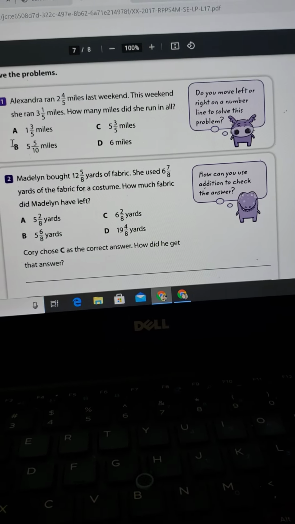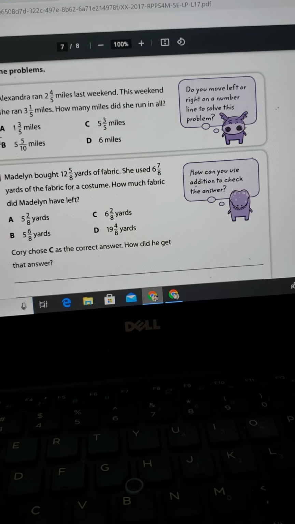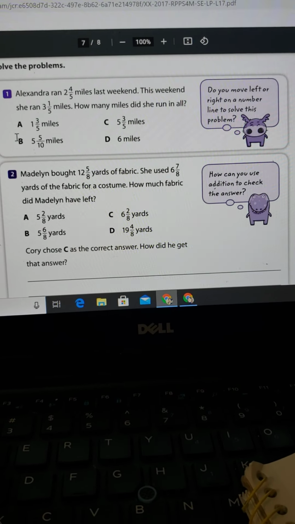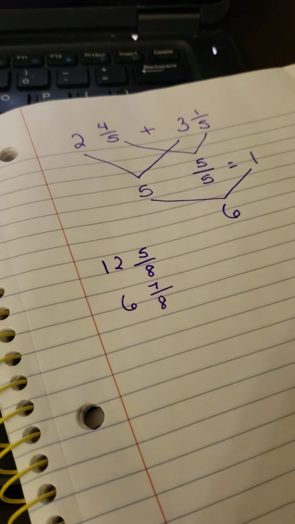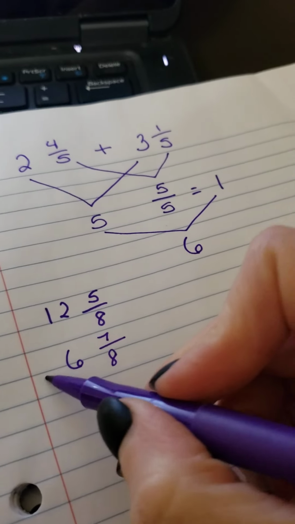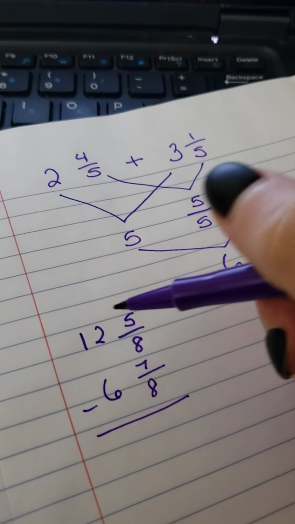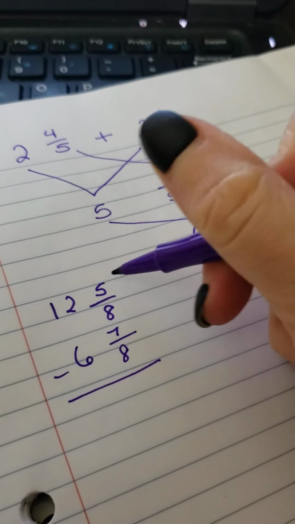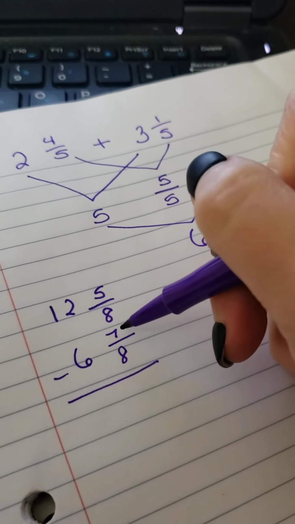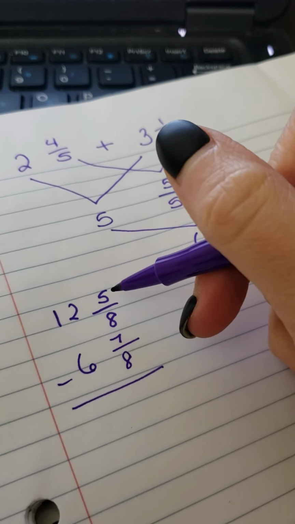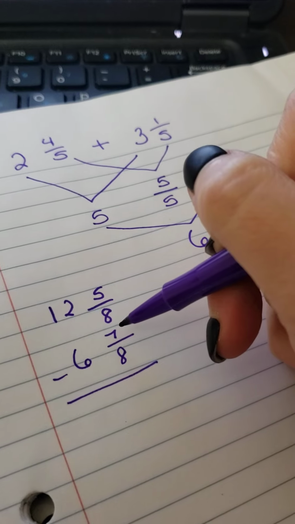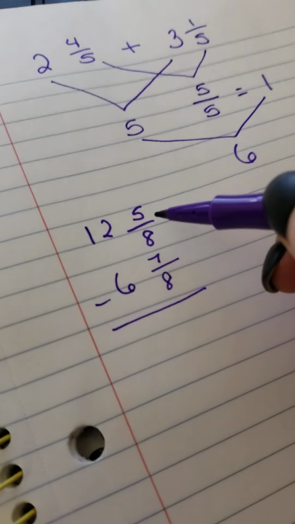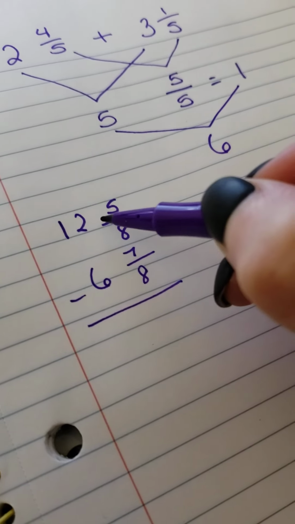So I have 12 5/8, and I will be subtracting 6 7/8. Okay, so I was writing that off to the side. Now, when I look at this the way it is right now, it's kind of a problem, right? Because what I will be doing is only subtracting the numerators. Can I take 7 away from 5? If I have 5 cookies, can I give away 7? Nope, that's not going to work. Okay, so what I need to do is I need to make this an improper fraction.